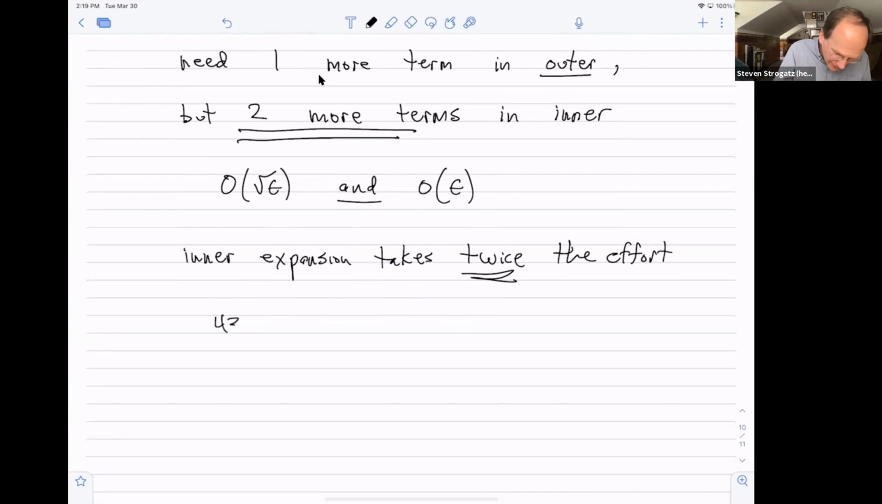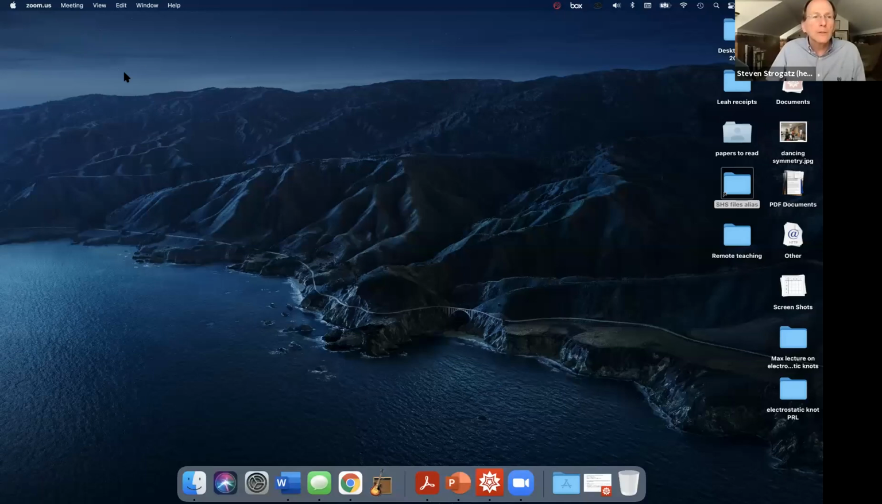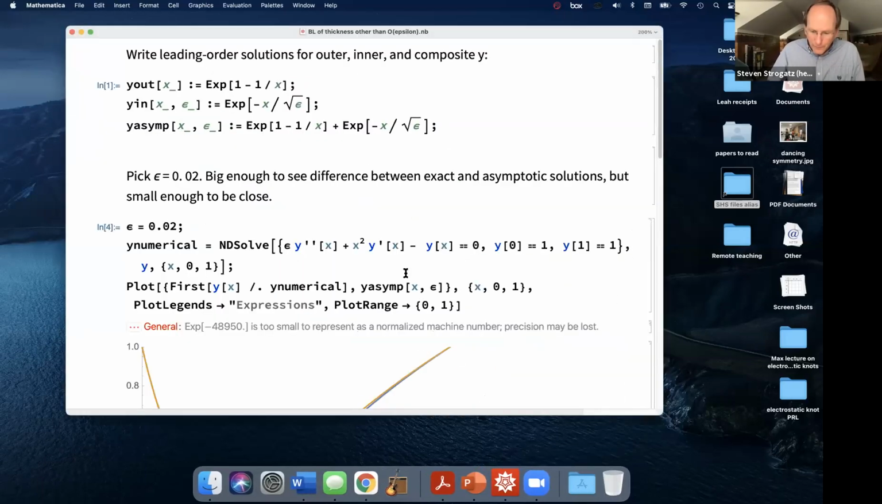So Bender and Orszag worked that out in detail, and you can check it out on pages 438 to 441 if you want to see how that goes, with some interesting higher order matching of the type that we talked about in the last lecture. But I'm going to skip all that and just show you how this looks numerically. So let me stop sharing this screen and I will share this. I'm sorry I'm going over time. So close that. And here's my Mathematica done for you fresh this morning.